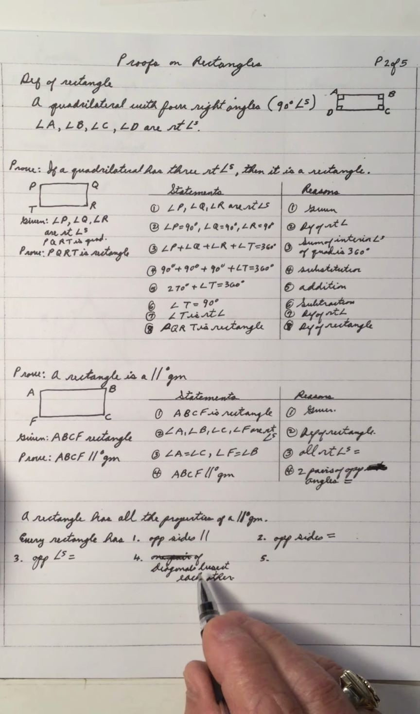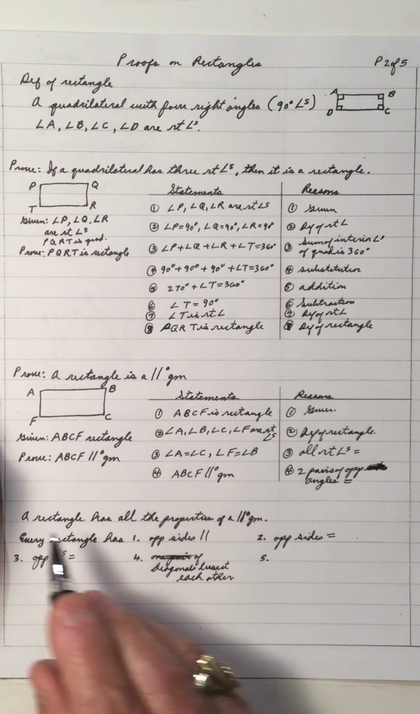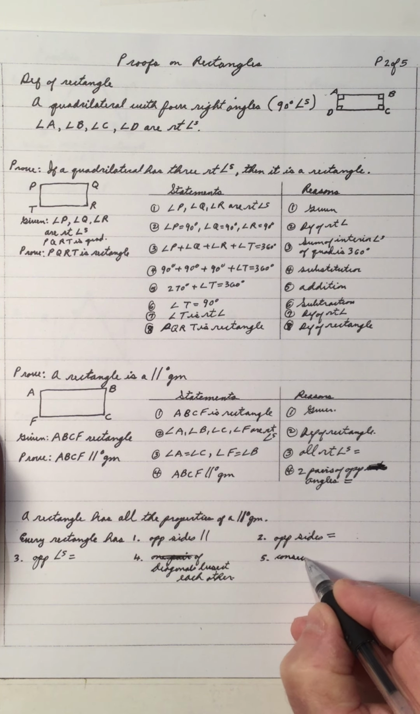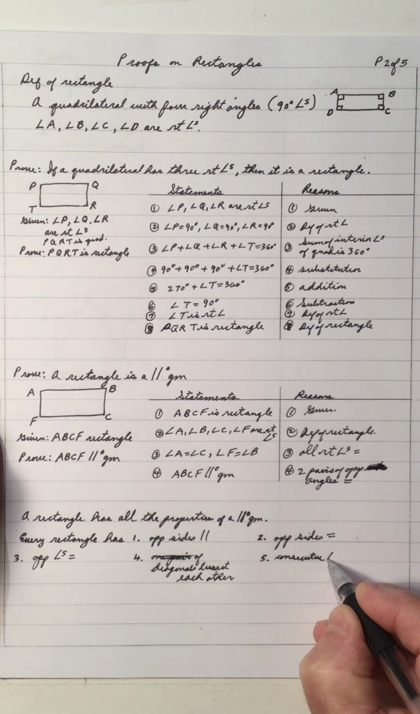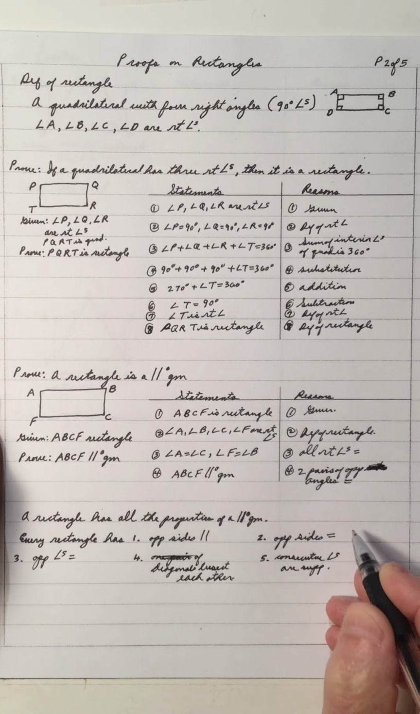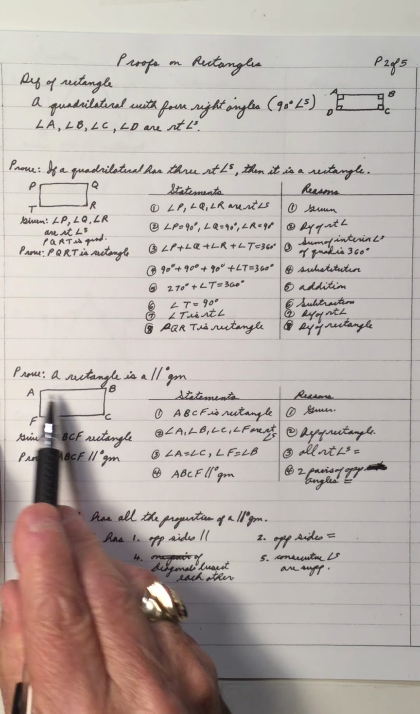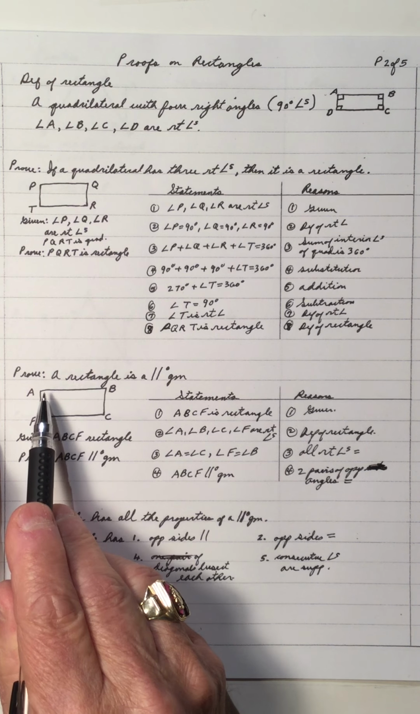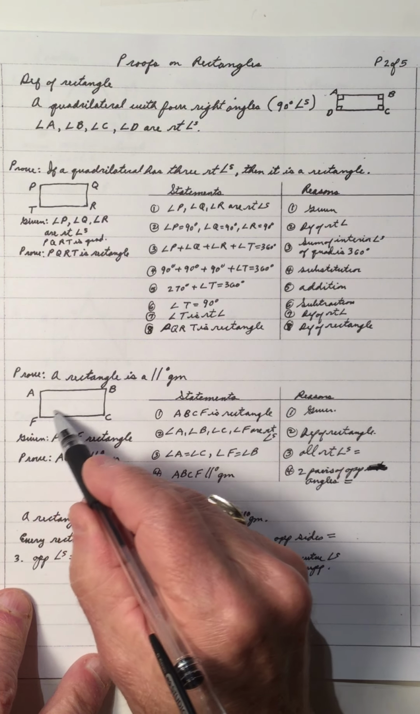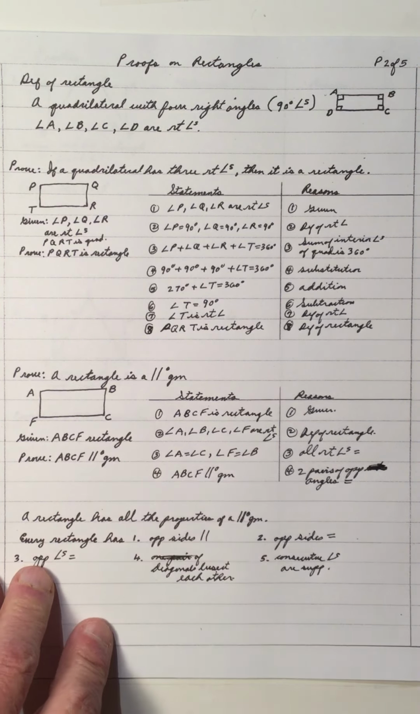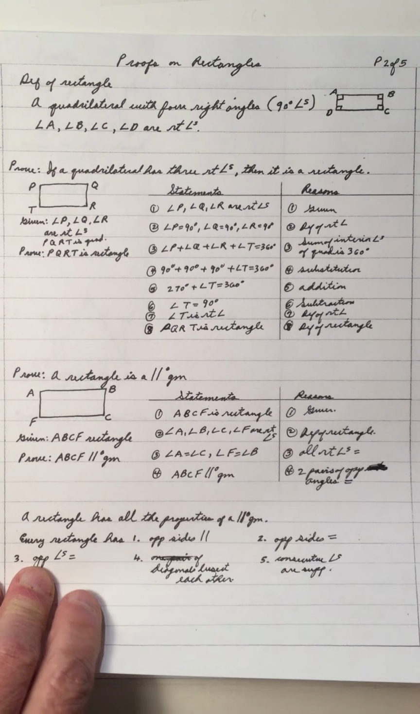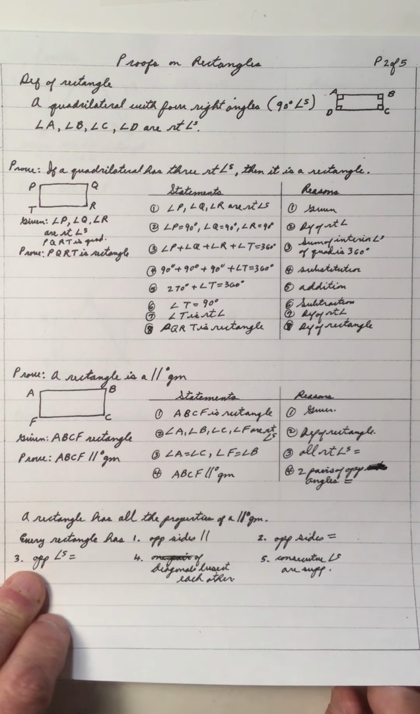The diagonals bisect each other in a rectangle, so they also bisect in a parallelogram, and also the consecutive angles are supplementary. So in a parallelogram, the consecutive angles A and B are supplementary. That's true of a parallelogram, so it's true of a rectangle. And if you draw the diagonals FB and AC, they're going to be bisecting each other. Whatever a parallelogram has, a rectangle has.